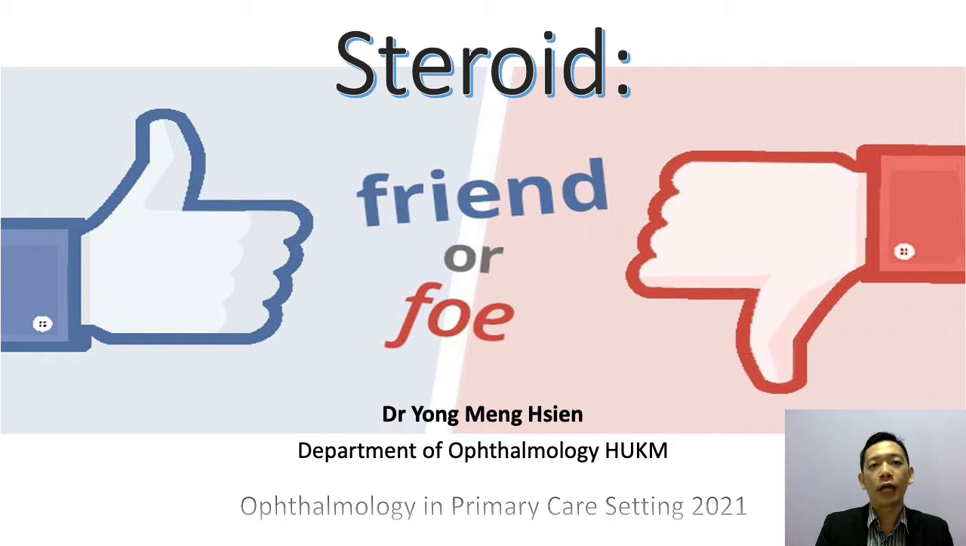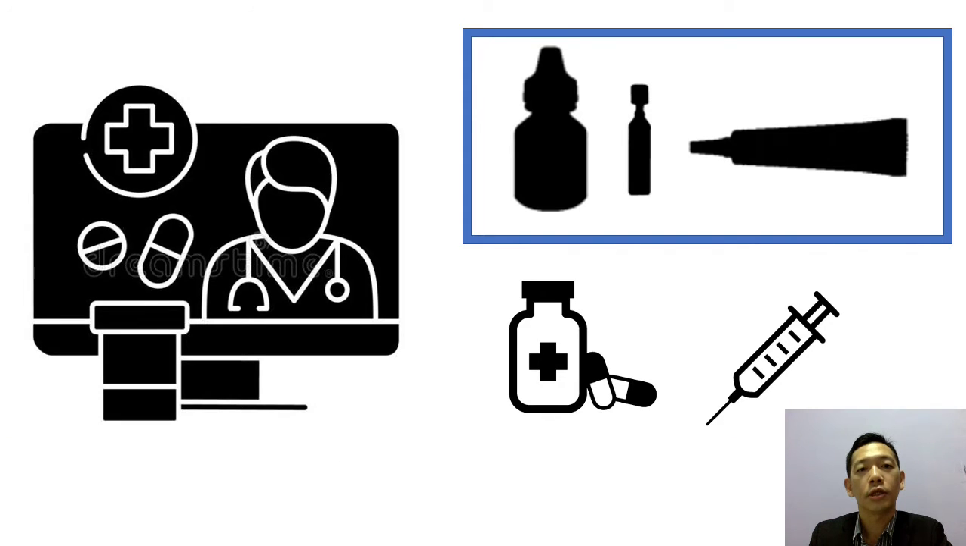In this presentation, I would like to share with you the use of steroid for eye diseases in primary care setting, whether it's a friend or foe. Steroid prescription is very common and it comes in systemic form for various diseases. For eye diseases in primary care setting, it usually involves topical eye drops or ointment. I will focus mostly on the topical medications in my discussion here.